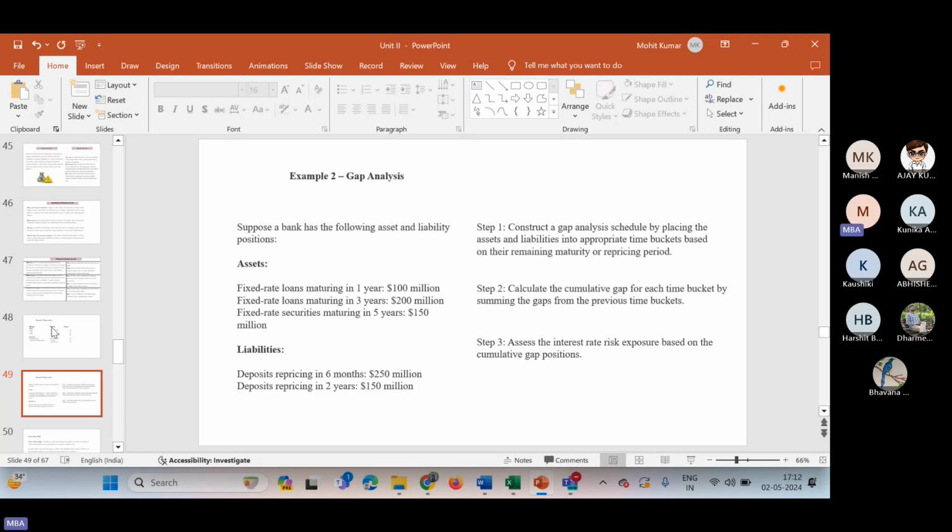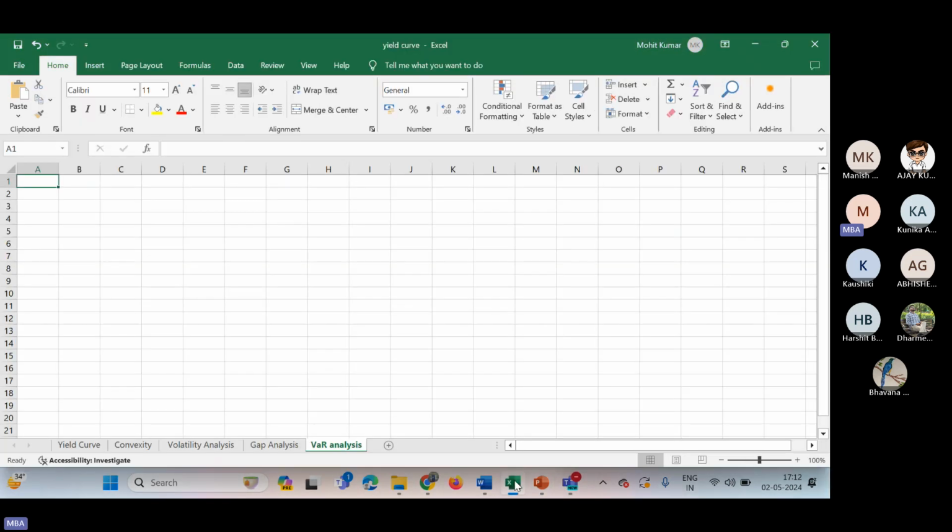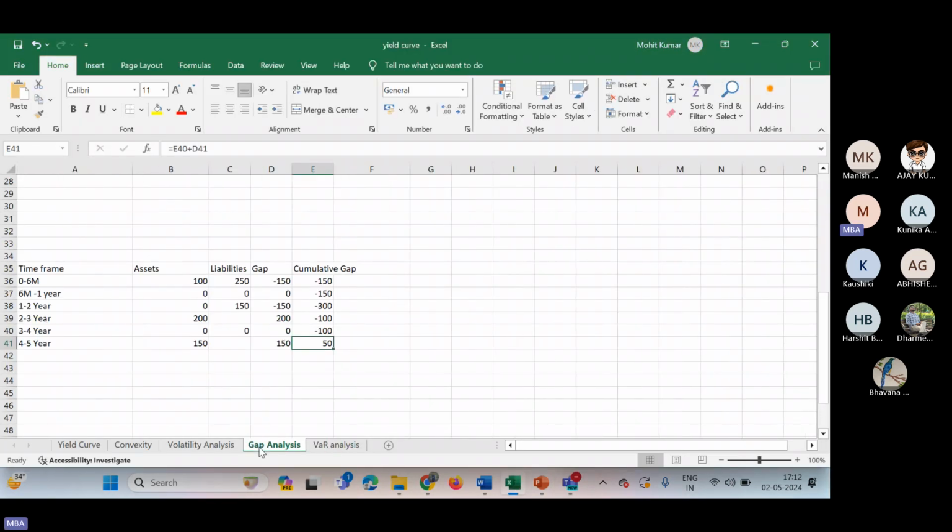And then what will you do? You will calculate the cumulative gap for each time bucket by summing the gaps from previous time buckets. I will show an Excel example also. And then you measure the interest rate exposure for the bank. Okay, so how will you do it? You can see one simple Excel example. The same I have put here.